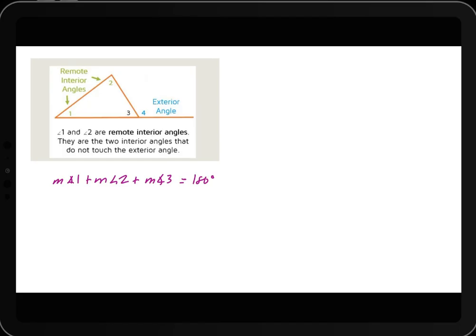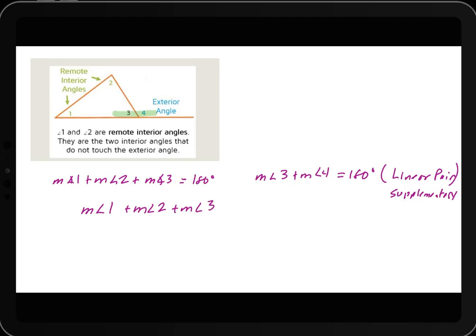However, I also know that angle 3 and 4, their sum is going to equal 180 degrees. The reason for that is because they form what we refer to as a linear pair, which basically means that they're going to be supplementary to each other. They're supplementary angles. They form a straight angle. They have to equal 180 when you add them together. So since both of these are equal to 180, I can just set them equal to each other. So the sum of angles 1, 2, and 3 equals the sum of angles 3 and 4.